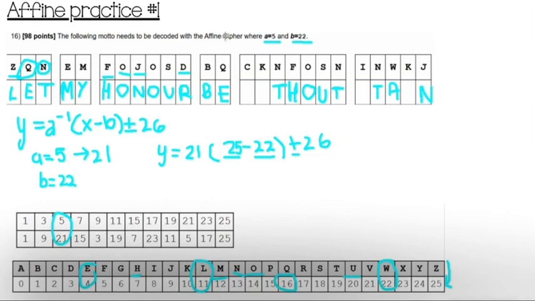And at this point of the video, I would recommend pausing it right now and trying the rest of it on your own. Okay, great job on solving this cipher, and it decodes to "Let my honor be without stain."